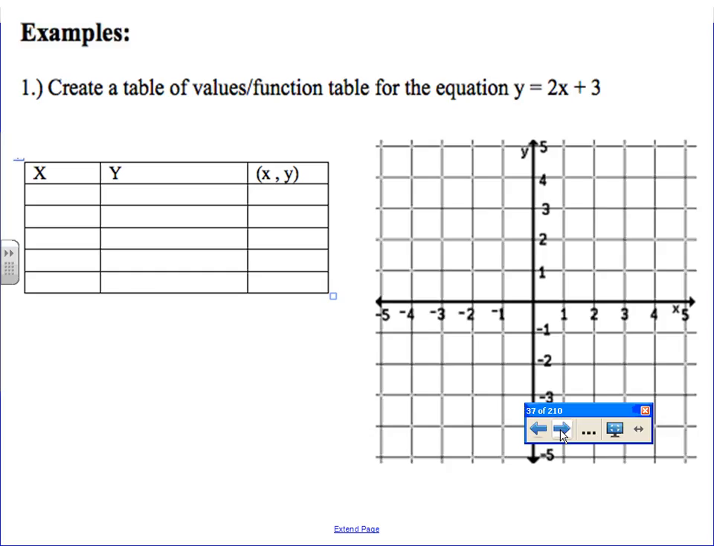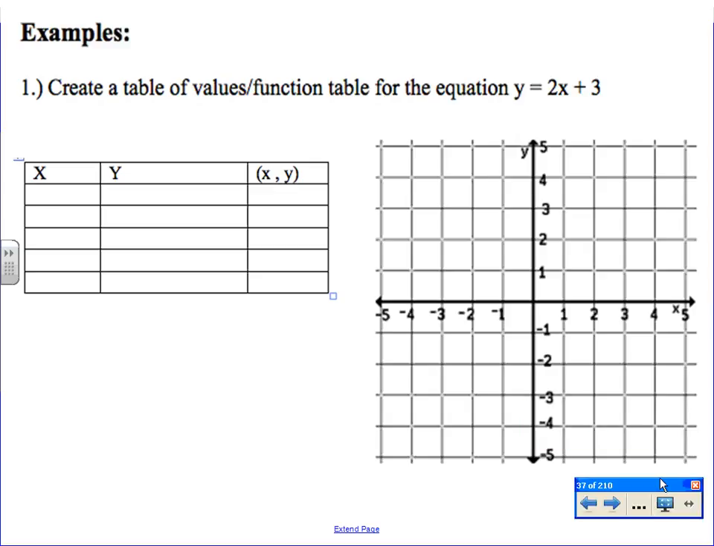Okay, first example. We have an equation that is y equals 2x plus 3. The directions here tell us that we need to create a table of values for the equation. Now, I do not care what values you use, but your book and standard worksheets are always going to use -2, -1, 0, 1, 2.